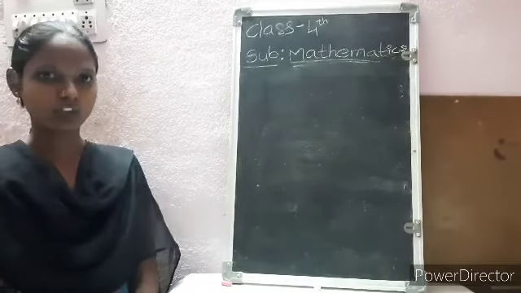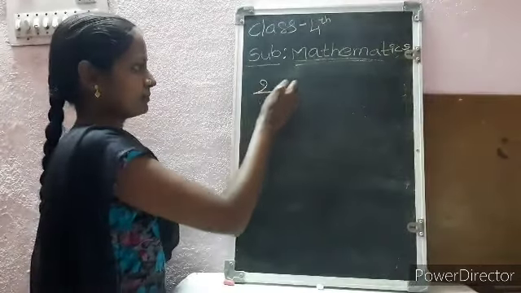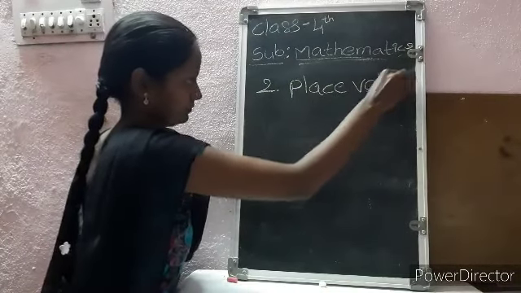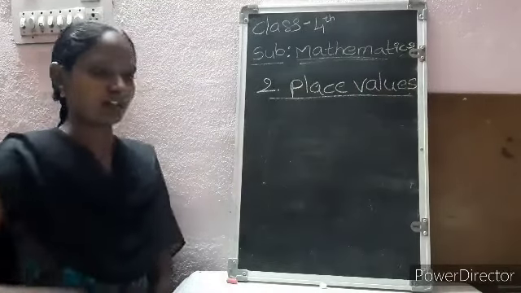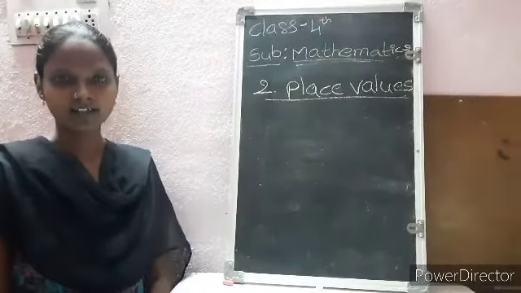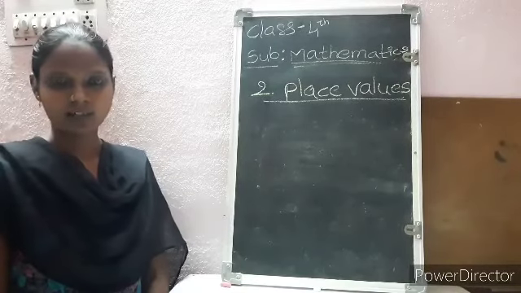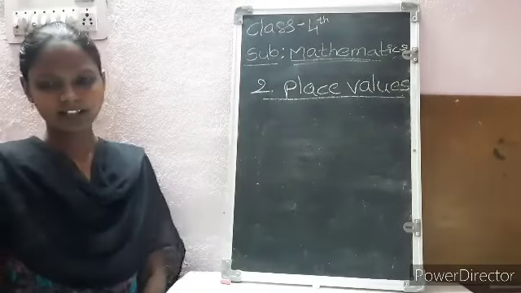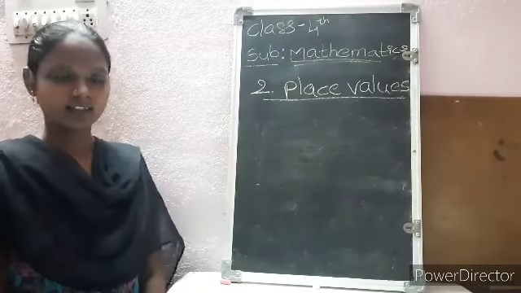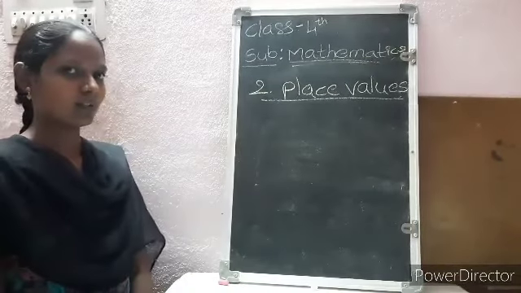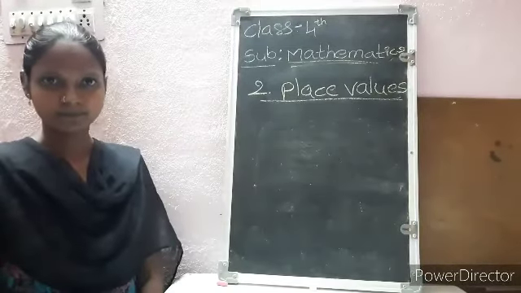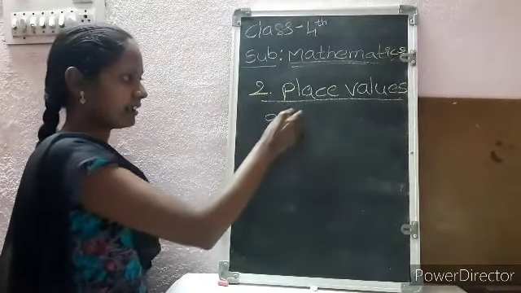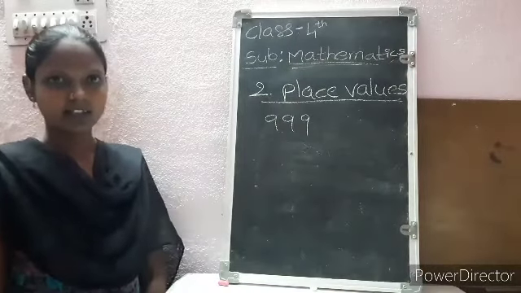Today we are discussing the topic of place values. My dear students, open your textbook and observe. What is the largest 3-digit number? Yes, what is that? 999 is the largest 3-digit number.